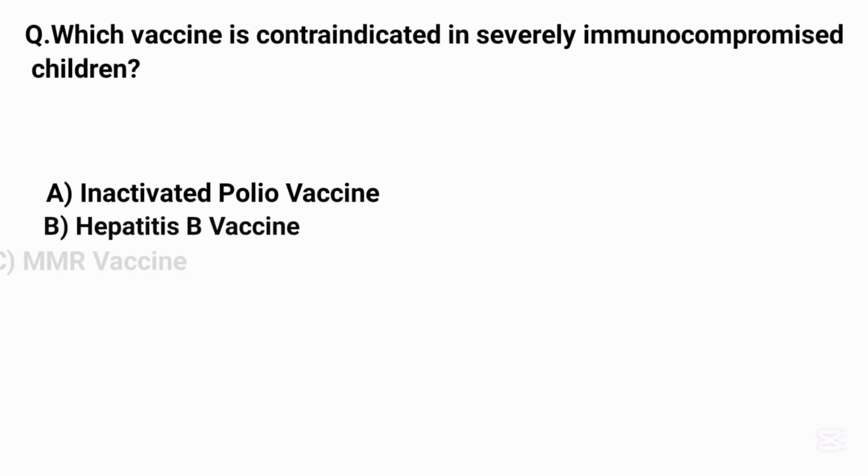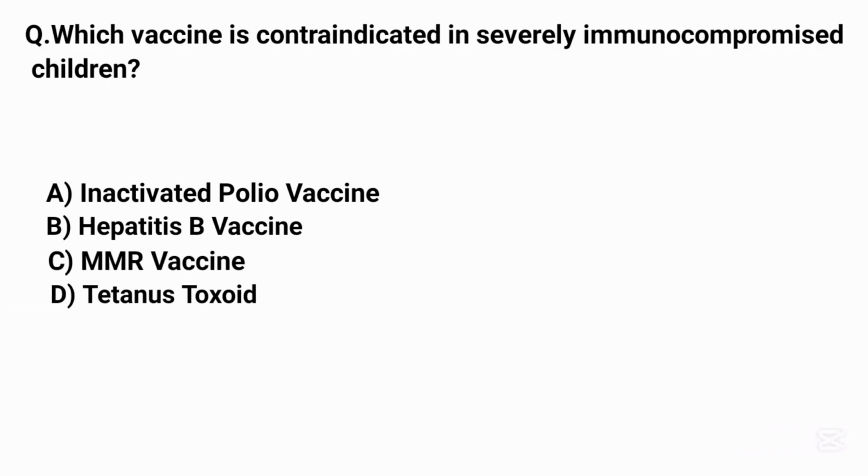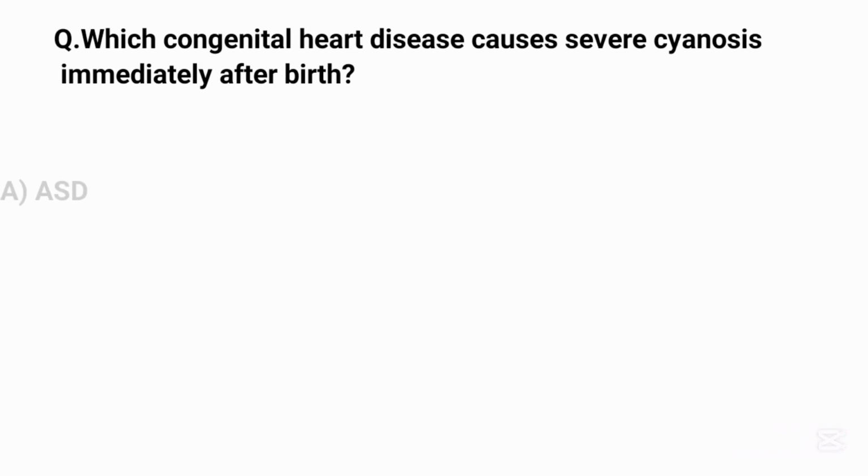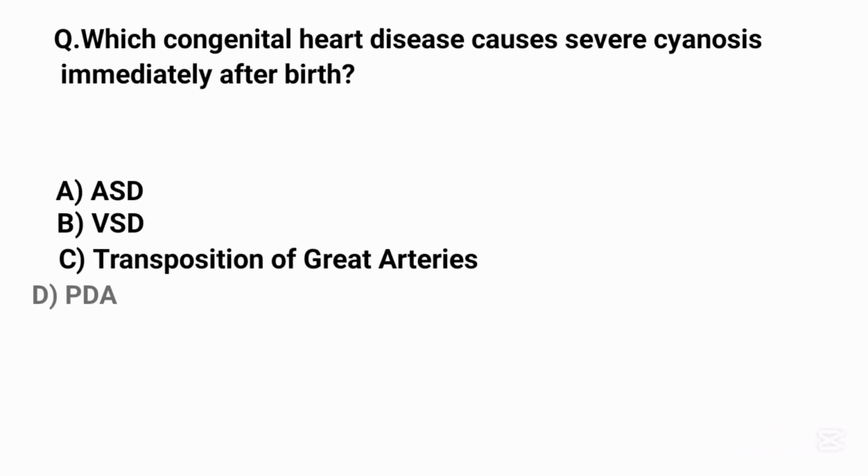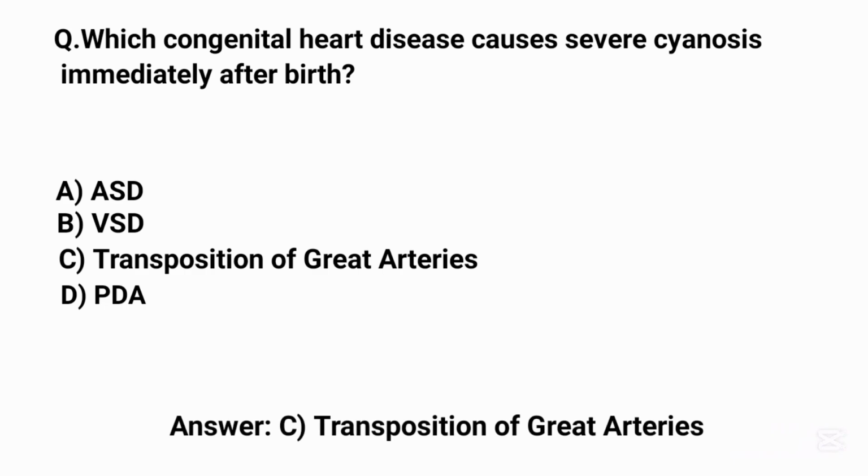Which vaccine is contraindicated in severely immunocompromised children? Correct answer is option C, MMR vaccine. Which congenital heart disease causes severe cyanosis immediately after birth? Correct answer is option C, transposition of great arteries.